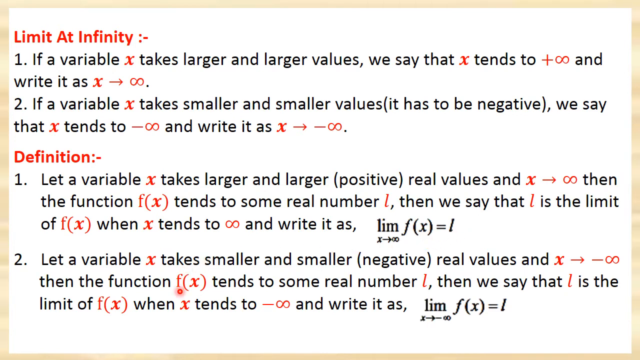Similarly, we write the left limit also. Let a variable x take smaller and smaller, that is negative real values, and we write it as x tends to minus infinity. Then the function f(x) tends to some real number L. Then we say that L is the limit of f(x) when x tends to minus infinity, and we write it as lim x→-∞ f(x) = L.